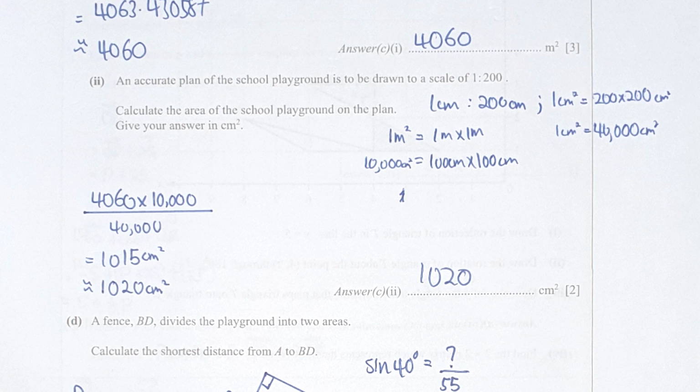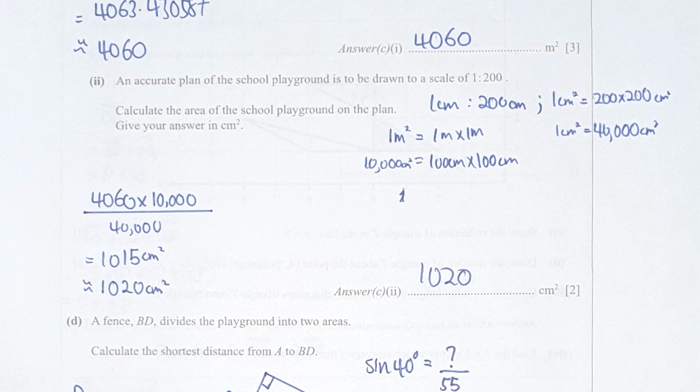An accurate plan of the school is to draw to the scale of 1 to 200. So this 1 to 200 here is actually 1 cm to 200 cm. Whatever we have calculated earlier is actually in meter square. Hence, 1 meter square is actually 1 meter times 1 meter, and the 1 meter translates into 100 cm times 100 cm. So 1 meter square will be equivalent to 10,000 cm square.